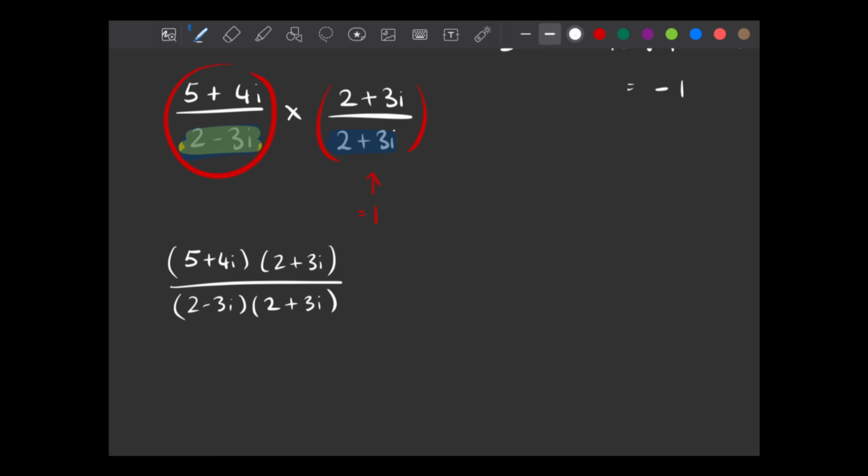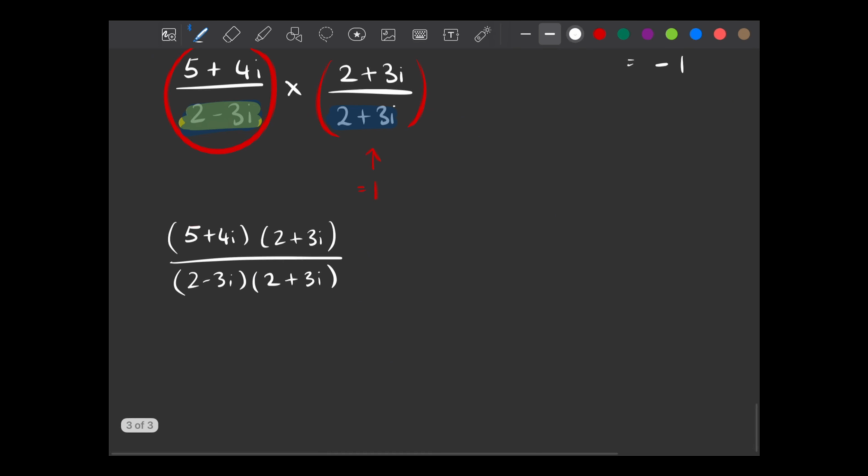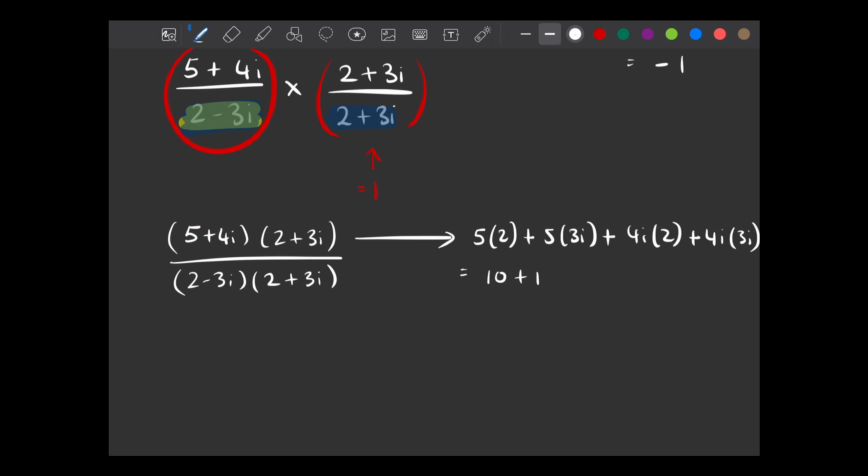Now if I work through the numerator first, well, this will be 5 times 2 plus 5 times 3i plus 4i times 2 plus 4i times 3i, which is 10 plus 15i plus 8i plus 4 times 3, which is 12, times i times i. i times i is minus 1. So we end up with 10 plus 15i plus 8i, which will give me 23i minus 12. So that gives me minus 2 plus 23i.